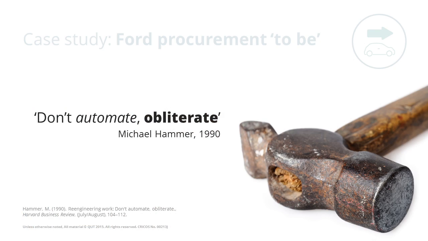Thinking about redesigning the structure of the process before we actually throw technology at it. And that is what motivated the title of the article in Harvard Business Review that popularized this approach, which was titled "Don't Automate, Obliterate."